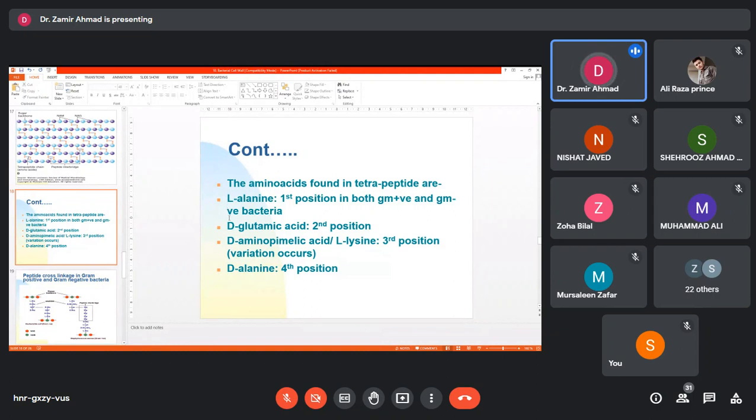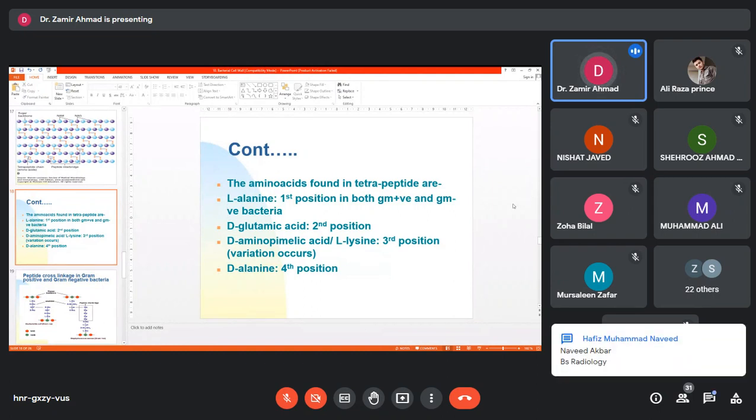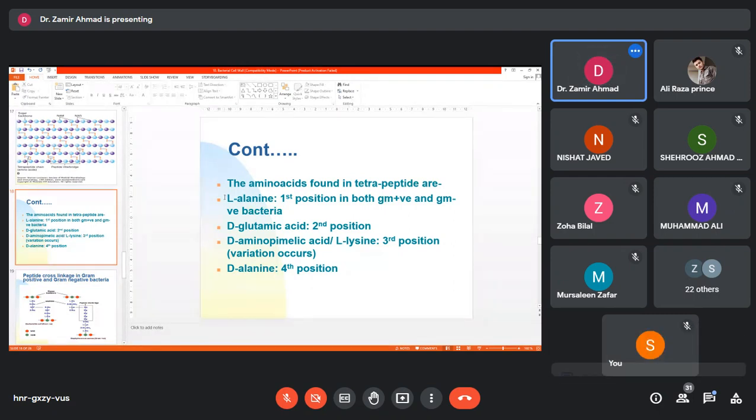Most of the sugars present in the body are D sugars, but most of the amino acids present in the body are L amino acids. These D amino acids are present only in certain bacteria. Very few D amino acids could be seen in higher animals. They are specific for bacteria.